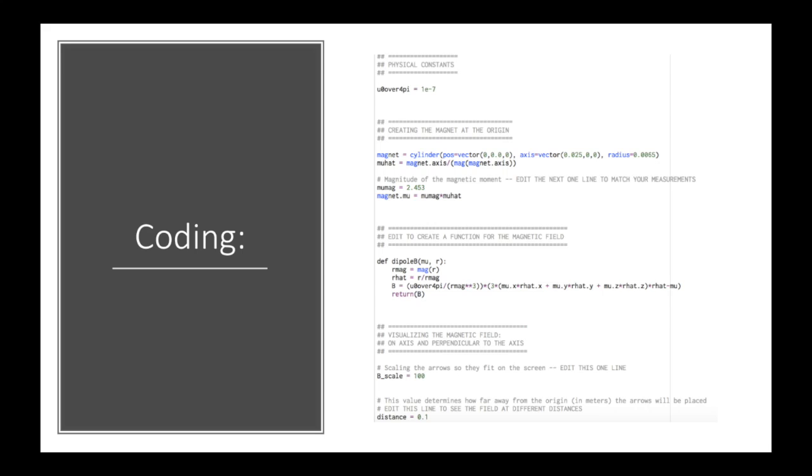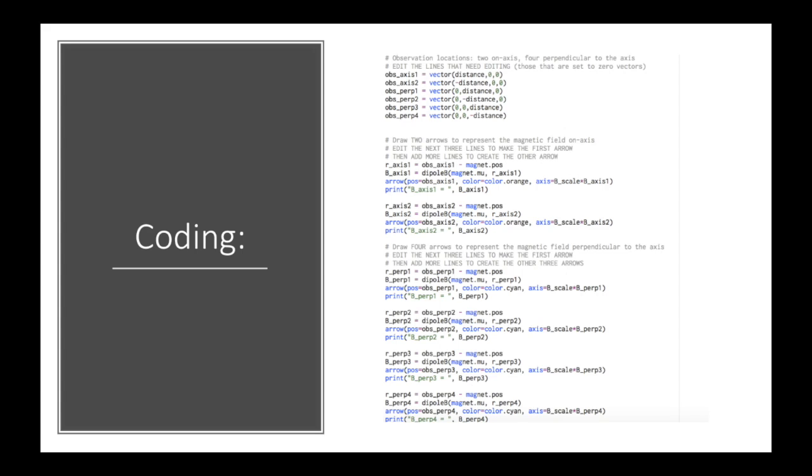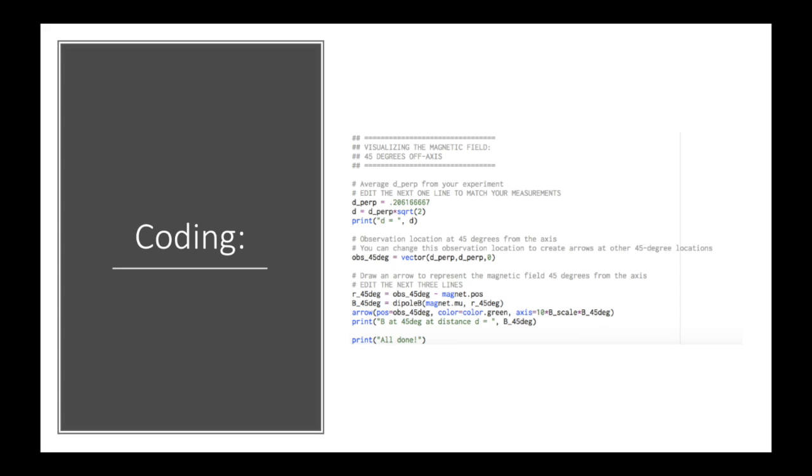distances and the values we found while using our physical calculations to the formulas and the principles used in the Biot-Savart law. So here we can see that a magnet is created and placed at the origin, and also the mu found in the previous slide is inputted to be our magnitude of the magnet moment. Next, a function is created for the magnetic field. Next, many different arrows will be created in order to see the magnitude of the magnetic field at that specific distance from the bar magnet.